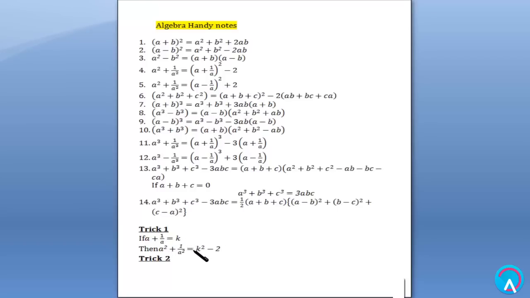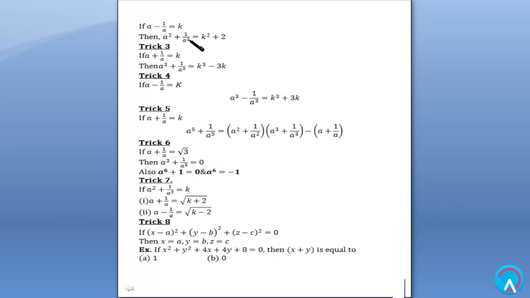a square plus 1 by a square is equal to k square minus 2. Also, if a minus 1 by a is equal to k, then a square plus 1 by a square is k square plus 2.